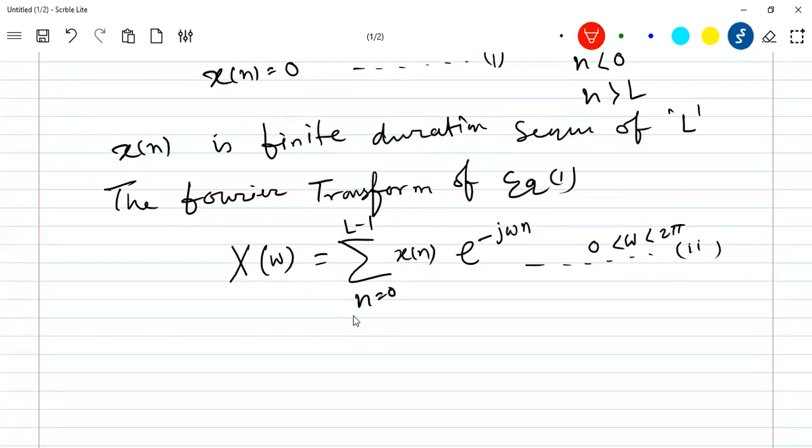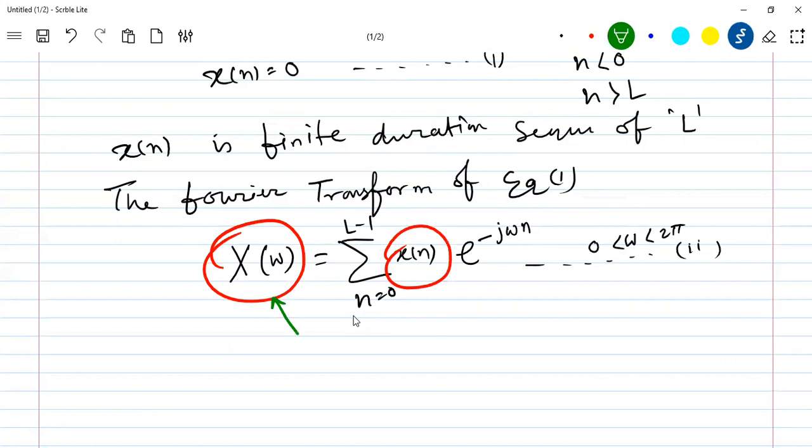Now I am asking two questions. This is capital X omega. What type of signal do we consider here? Anyone guess? Frequency domain signal. So what type of frequency domain signal are we considering here? Continuous. Absolutely, this is continuous. So here we basically consider a continuous frequency domain signal.